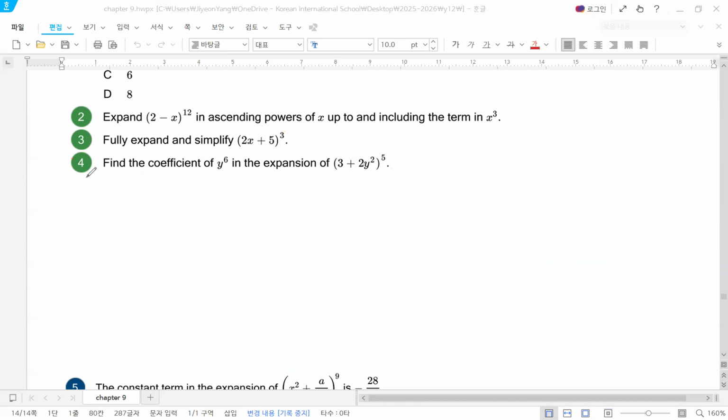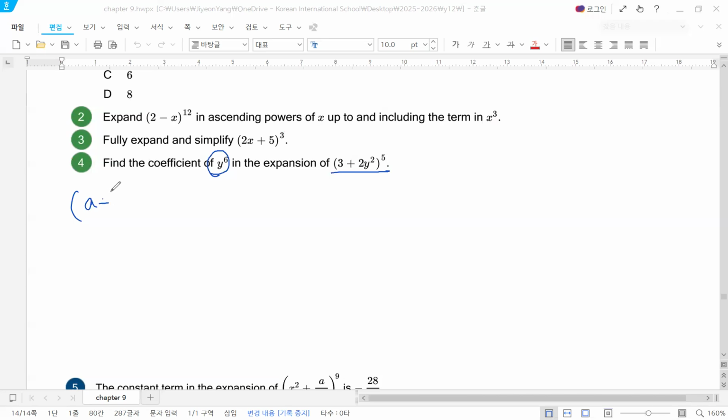Let's move to question number 4. We need to find the coefficient of x to the power of 6 in the expansion of this one. Okay, let's do it together. When they ask you to find a specific coefficient, you need to write down the general term.